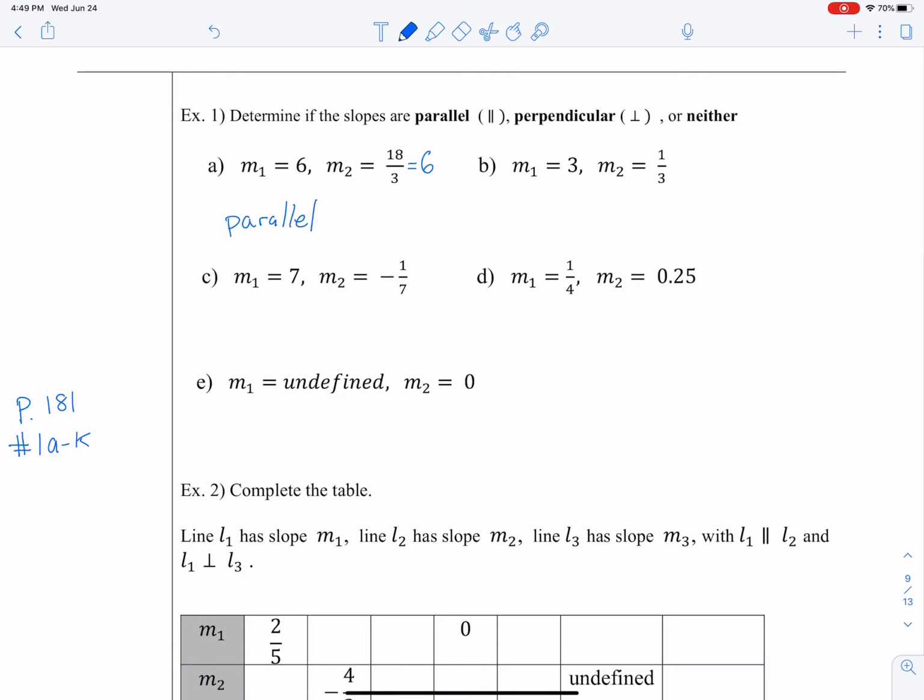Let's look at another example. Here we have 3 and we have 1/3. So we can't simplify a third. This is a reciprocal. So remember, whole number, this is like over 1. 3 over 1 and 1 over 3, these are reciprocals. However, this is positive, this is positive. So it's not a negative reciprocal. So they're not identical, they're not negative reciprocals, so this one is neither.